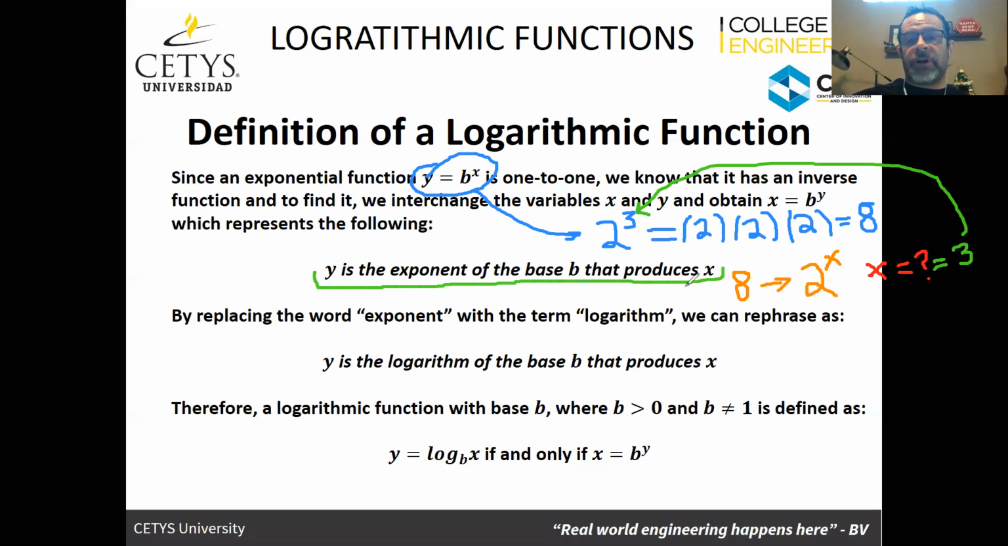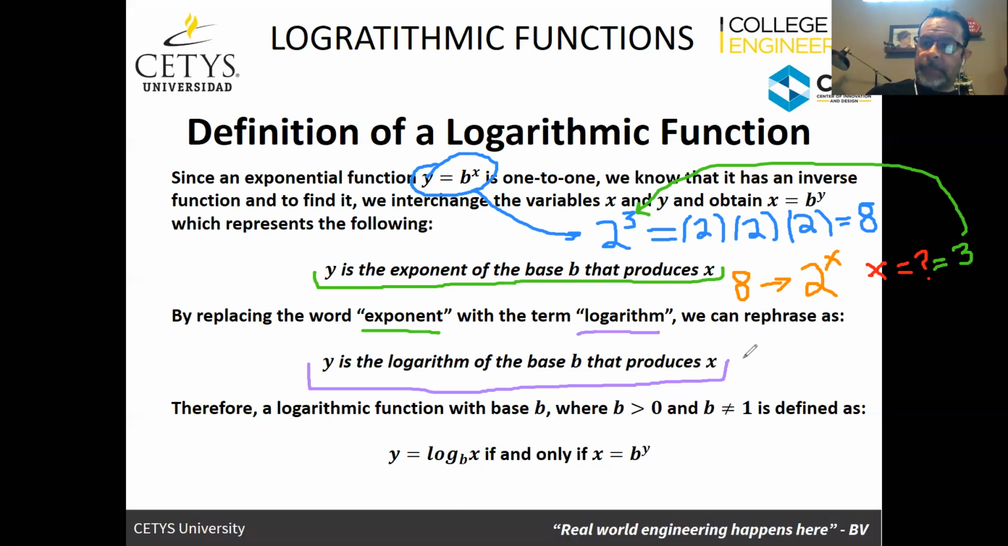So what is the inverse of the exponential function? So y is the exponent of the base b that produces x. Somebody said that that's going to be kind of confusing. It might still be confusing, but let's use another name to represent this. And so instead of using the word exponent, somebody thought about using the word logarithm. And so the rephrase is that y is the logarithm of the base b that produces x. So that's where the concept of a logarithm comes about.